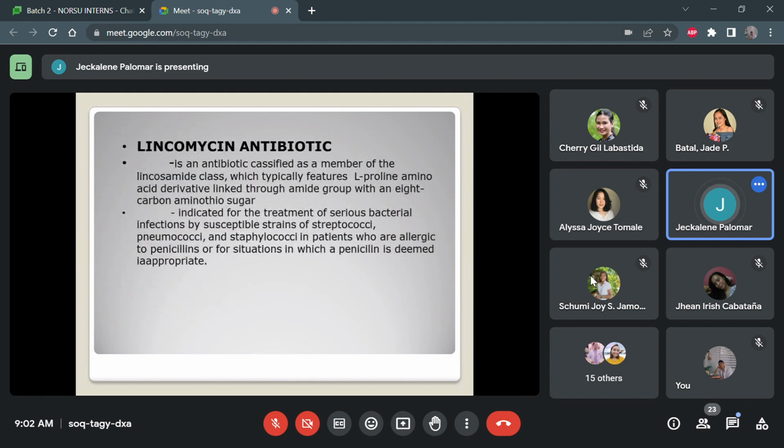So the next is lincomycin. Lincomycin belongs to what kind of antibiotics?